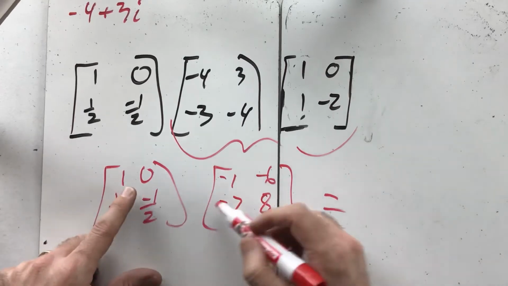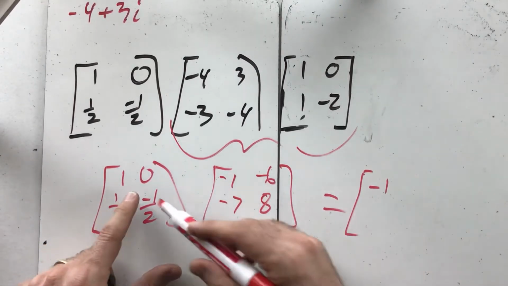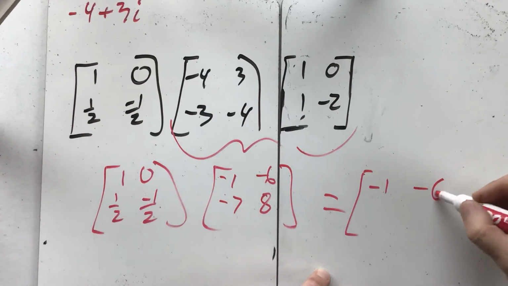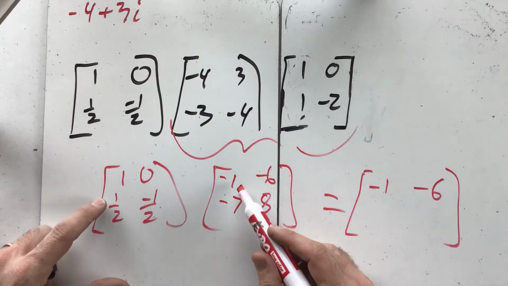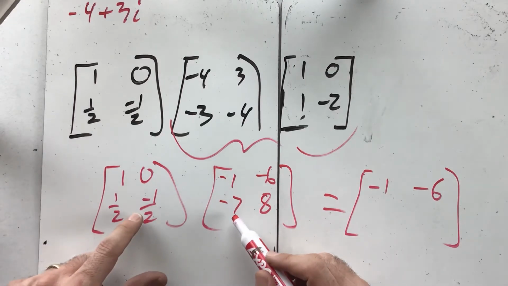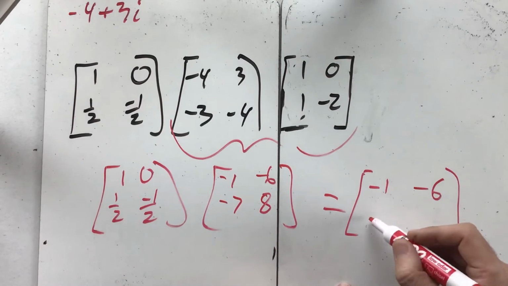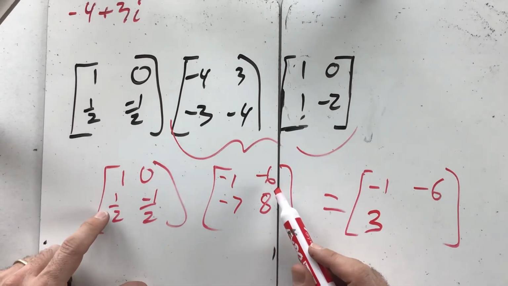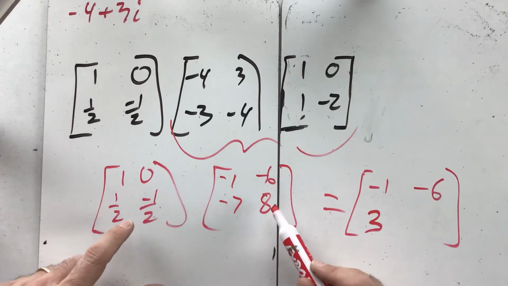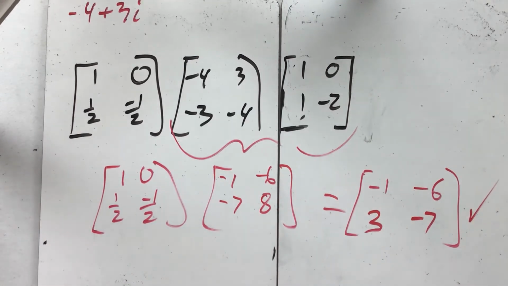Okay, and now row 1 times column 1 is negative 1. Row 1 times column 2 is negative 6. Row 2 times column 1, so we've got negative 1/2 plus 7/2. So that's 6/2 or 3. And then finally, I've got negative 3 minus 4 is negative 7, and it works out. So we were able to make all these work every time.